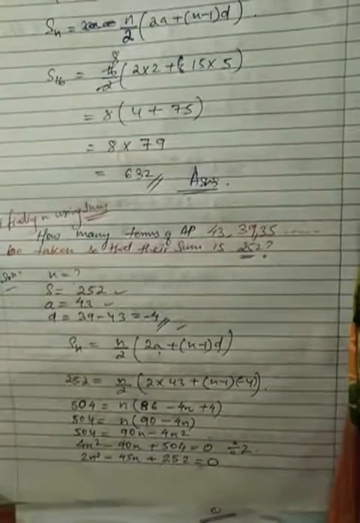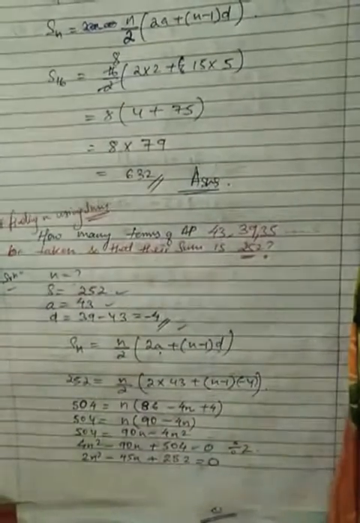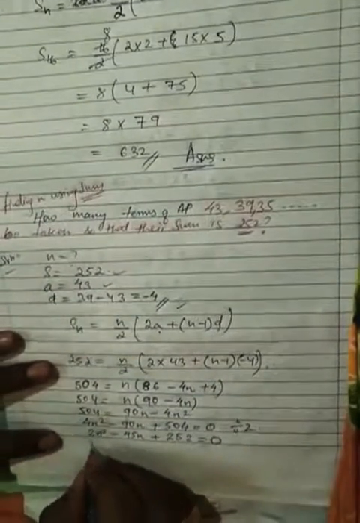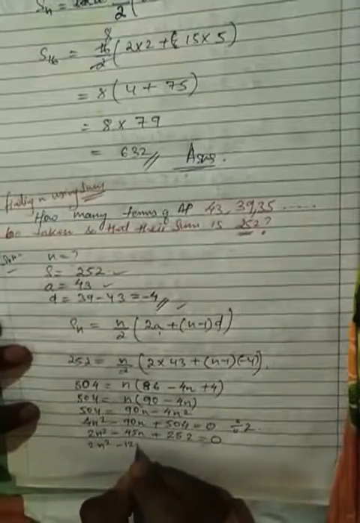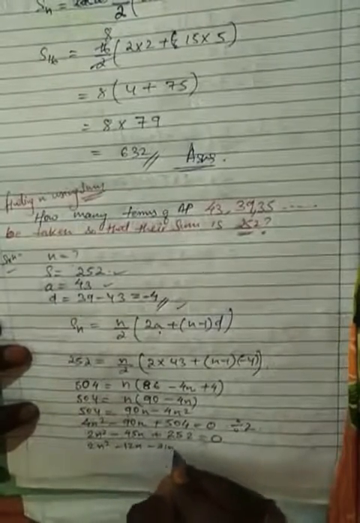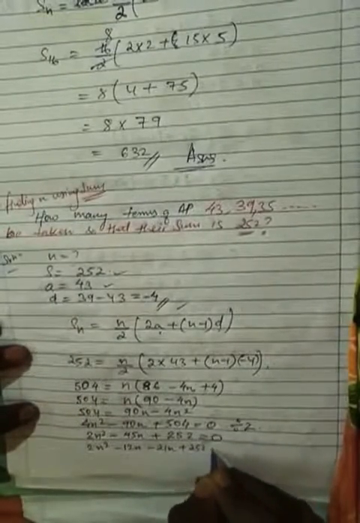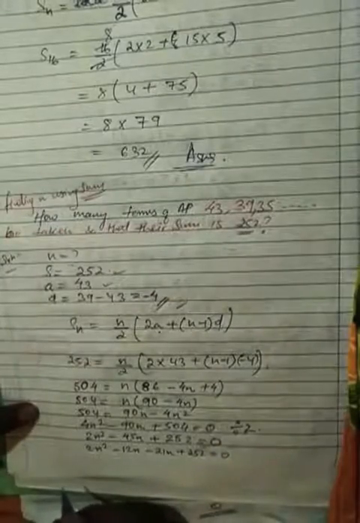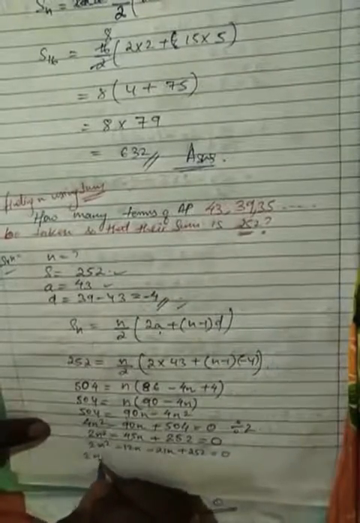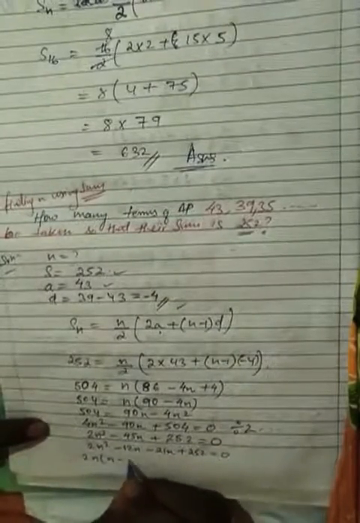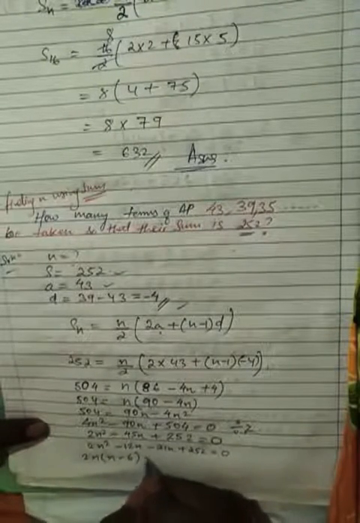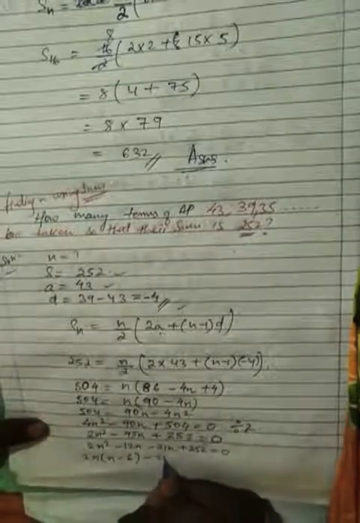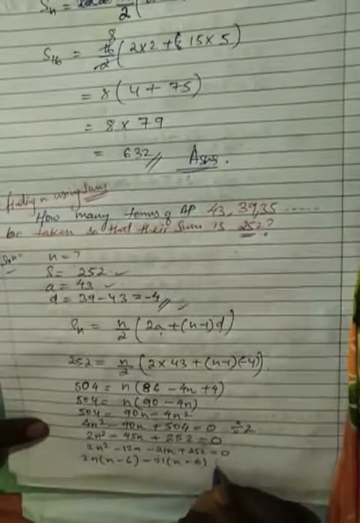The numbers are 21 and 12. Okay, so we'll get 2n square minus 12n minus 21n plus 252 equals 0. Okay, just apply middle term splitting here. 2n is common here, n minus 6. Okay, clear or not? Here minus 21 will come, n minus 6 equals 0.